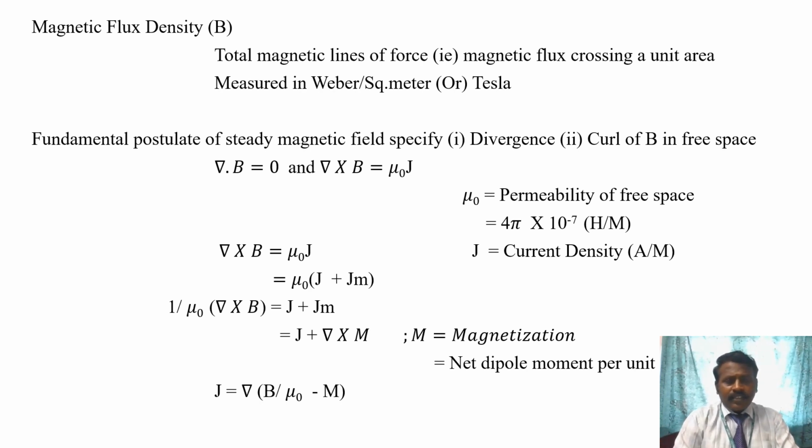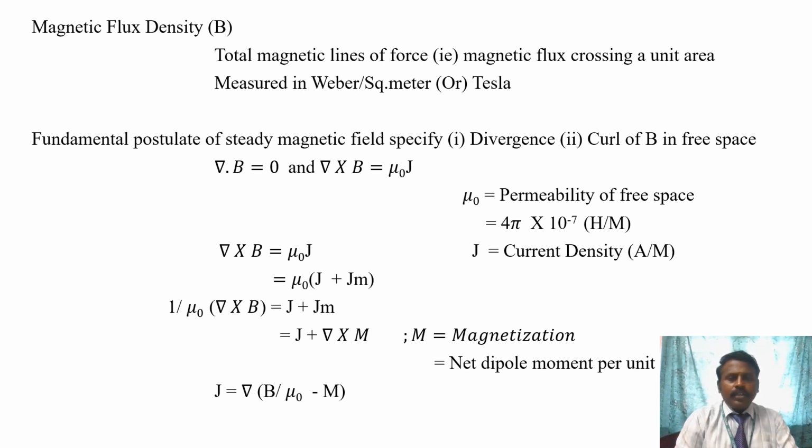Then the basic fundamental postulates of the study of magnetic field specify the divergence and the curl of the magnetic flux density in free space. So del dot B equal to 0 and del cross B equal to mu naught into J. The first one is the divergence and the second one the curl of the vector magnetic flux density, where mu naught is the permeability of free space, whose value is 4 pi into 10 power minus 7 Henry per meter, and J is the current density.